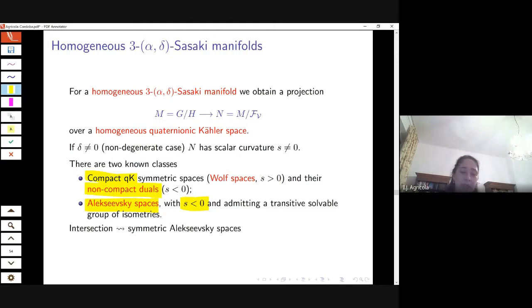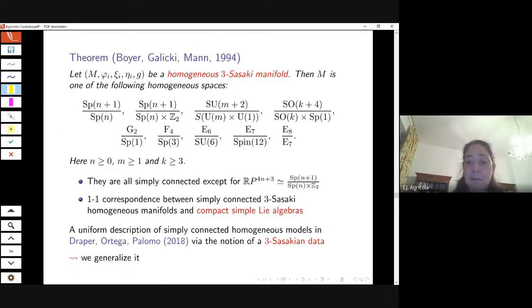How can we use this to learn something about homogeneous free alpha-delta Sasaki manifolds? Now, let me quickly recall, and I see that I'm starting to go over time now. So you tell me when I should have finished, okay? And as long as you don't cut the connection, I will continue talking.